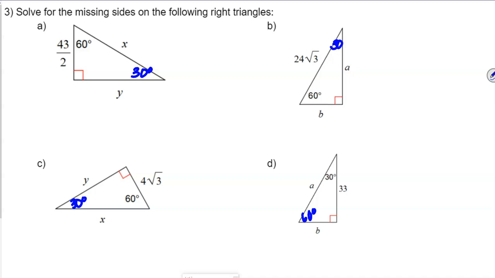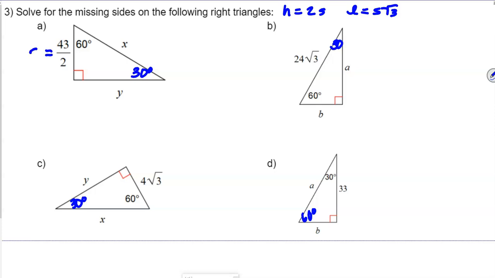So what are the two formulas for a 30, 60, 90 triangle? We've got the hypotenuse is equal to 2 times the short leg, right? And then we have the long leg is equal to the short leg times the square root of 3, okay? So we're always going to label these sides. This is our short side because it's opposite the 30-degree angle. This is my hypotenuse, right? This is my long leg, okay?